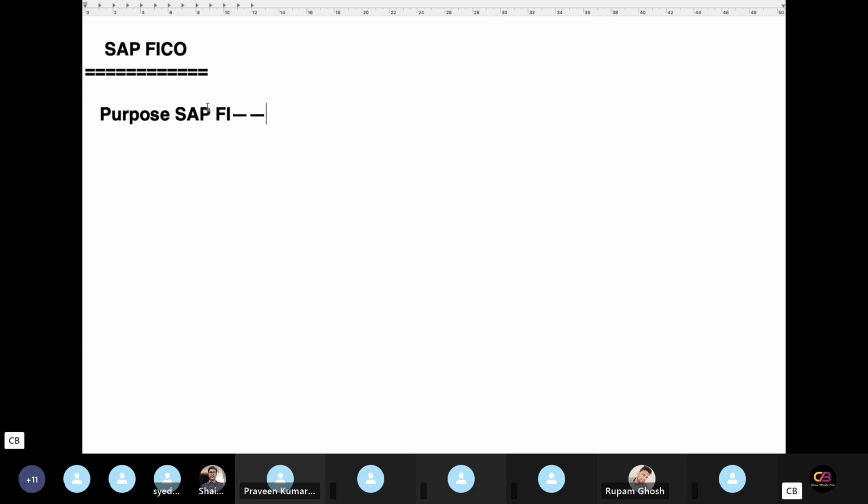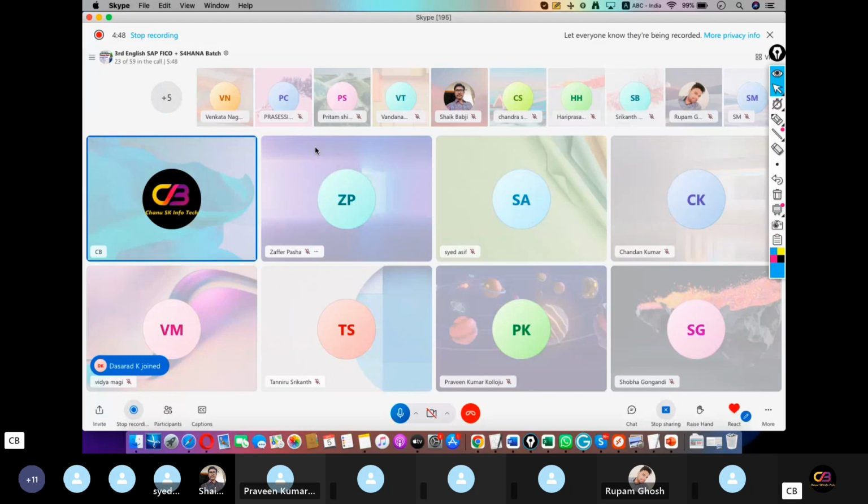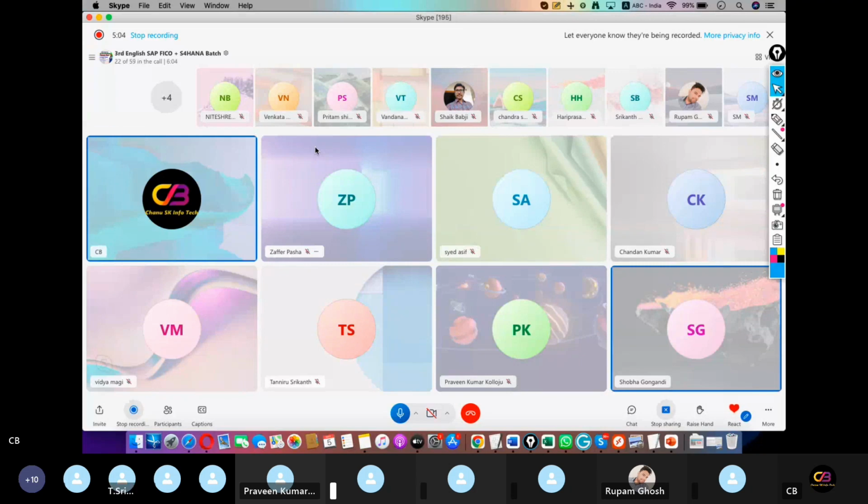Anyone tell me what is the purpose of SAP FI? Anyone have any idea? So why SAP FI? External reporting. Only external reporting. Okay, external reporting in the sense? Balance sheet, financial accounts, financial statements. Financial statements are nothing but? Balance sheet, trading account, profit and loss. Balance sheet and profit and loss account or trading account, right? Yeah. Okay.